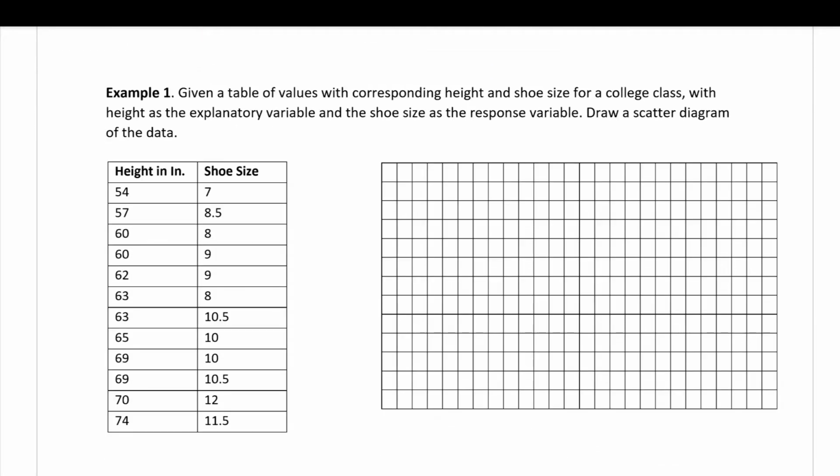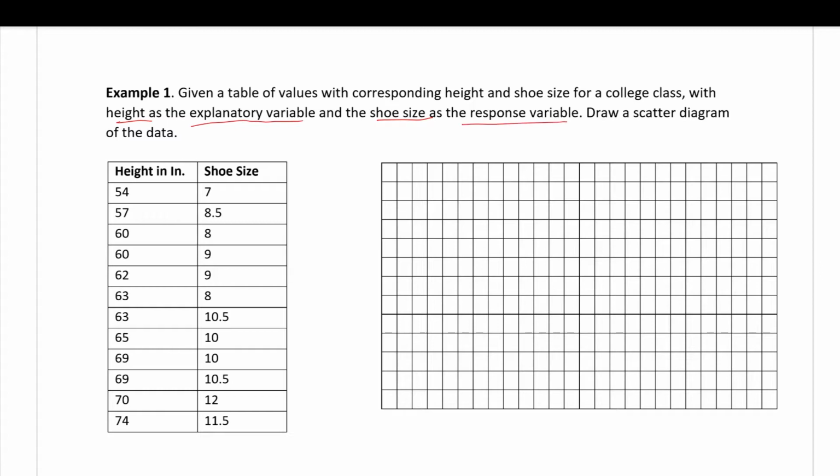Example 1. Given a table of values with corresponding height and shoe size for a college class, with height as the explanatory variable and shoe size as the response variable, draw a scatter diagram. Now, height and shoe size, it's not actually very straightforward which one is the cause and effect type of variable, but they're just saying that there might be some sort of relationship between your shoe size and your height.